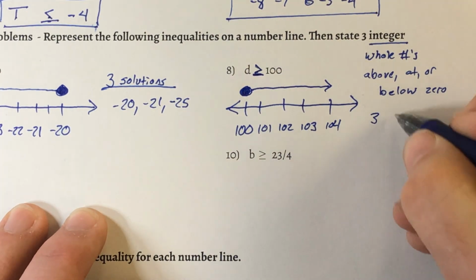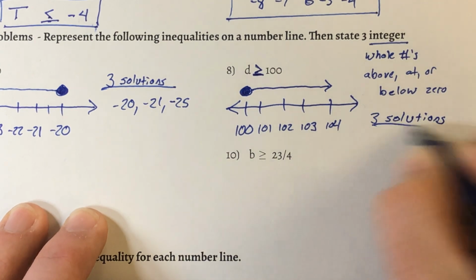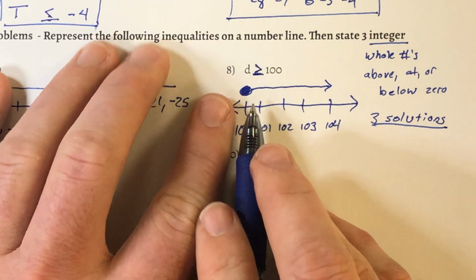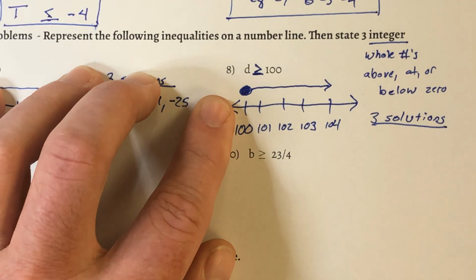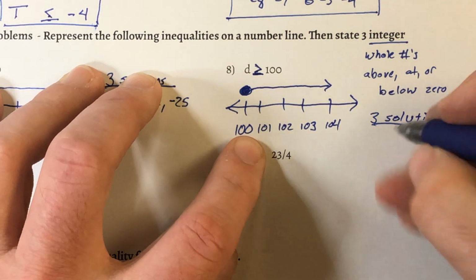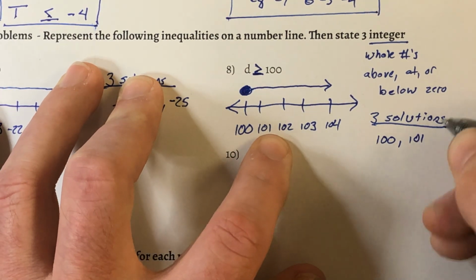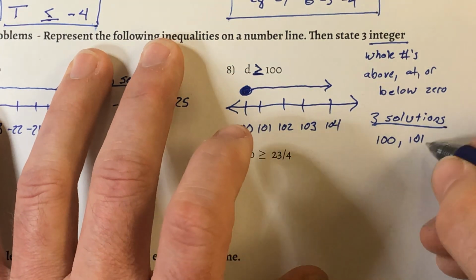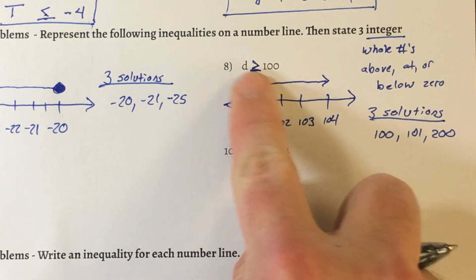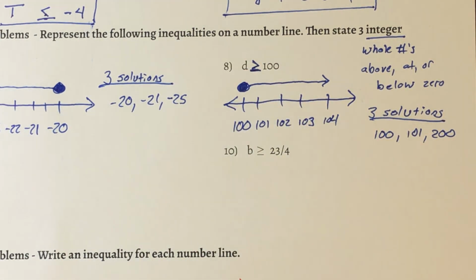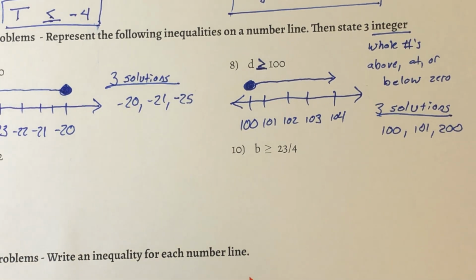Okay, what are 3 integer solutions? Not any solutions, but 3 integer solutions. Well, it could be 100 or larger. So I can just pick any whole numbers that would fit this description. So 100 would be my smallest integer solution possible. I could do 101, I could do 102, 103, 104, I could do 200. 200 is a whole number that is bigger than or equal to 100, according to my diagram, or my number line, that is. Now, if I screwed up my number line, it might not be a solution.